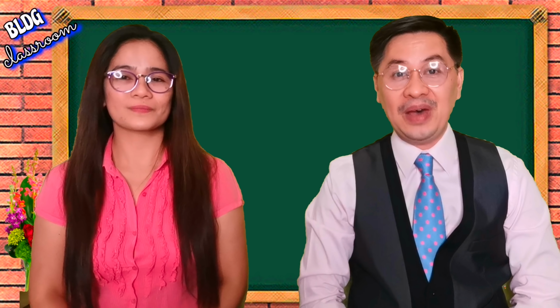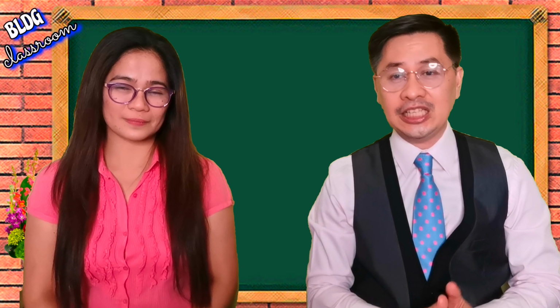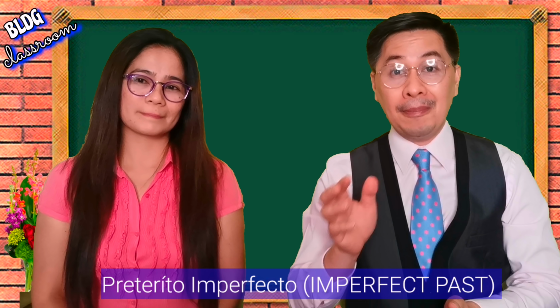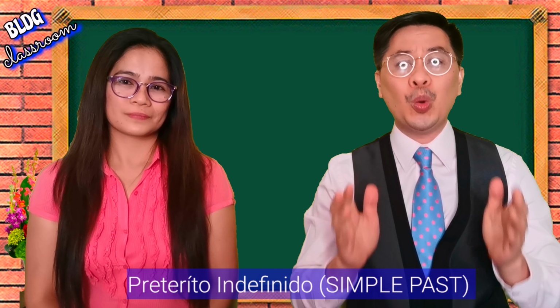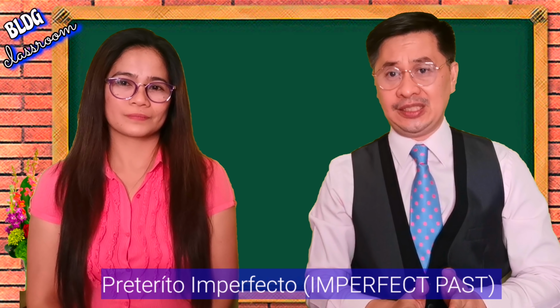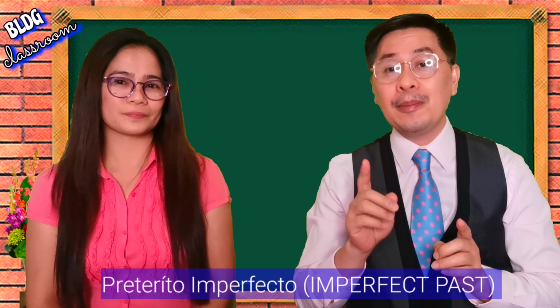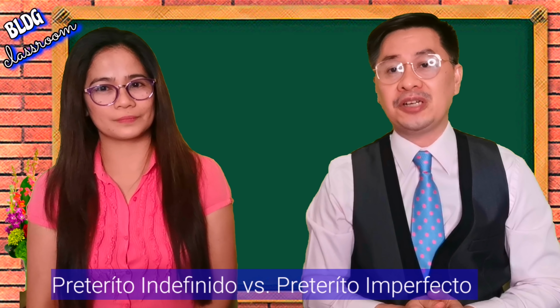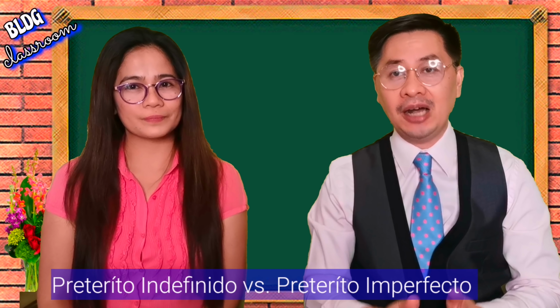Alright guys, so we're back. Let's see first the difference between a simple past tense and imperfect past tense. Of course, if we are sure about past events, then we are going to use the simple past tense. But what about an imperfect past tense? We'll try to see the difference between these two tenses, the simple past and the imperfect past tense. So let's have some sentences.